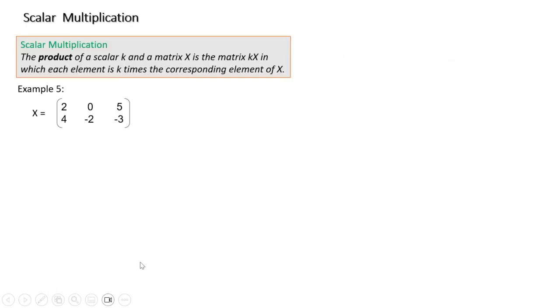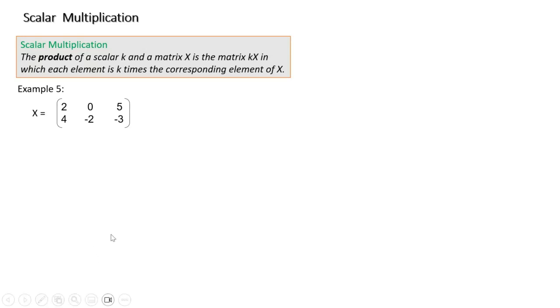Okay, now, this is called a scalar multiplication. Example 5. Here's the definition of a scalar multiplication. The product of a scalar K and a matrix X is a matrix K times X, in which each element is K times the corresponding element of X.